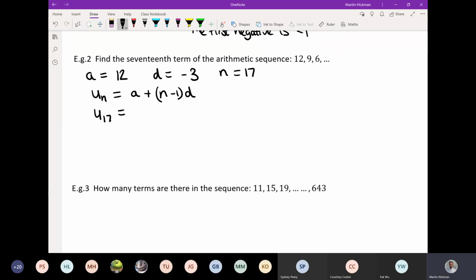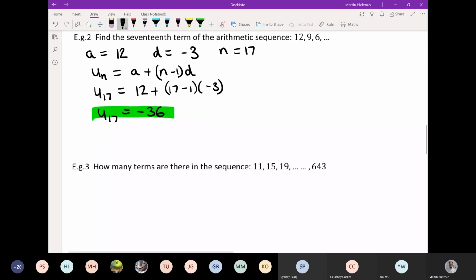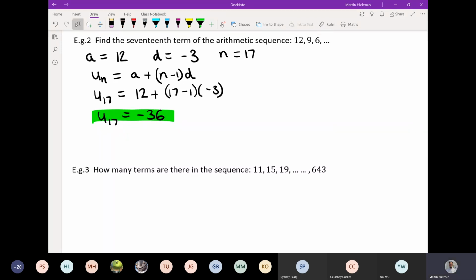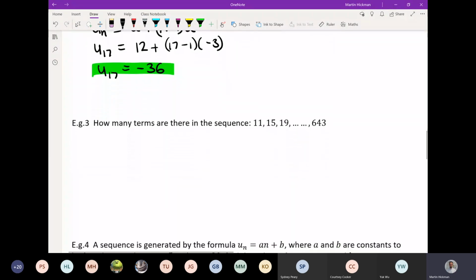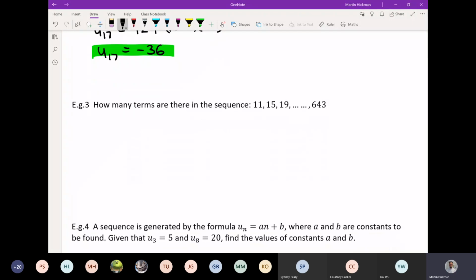So for the 17th term, or U17, I sub in A as 12, I put in n as 17, and I put D as minus 3. Work that all out, and we simply get our 17th term as minus 36. So our next question, we've got a sequence here that goes 11, 15, 19, all the way up to 643. What I'm going to do now is see how many terms there are in that sequence.